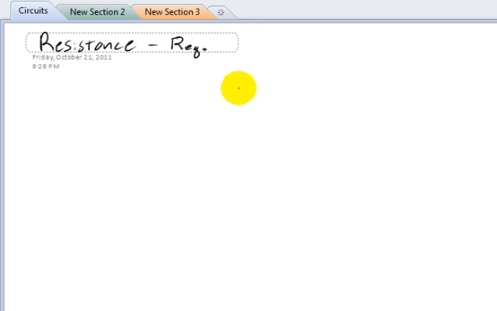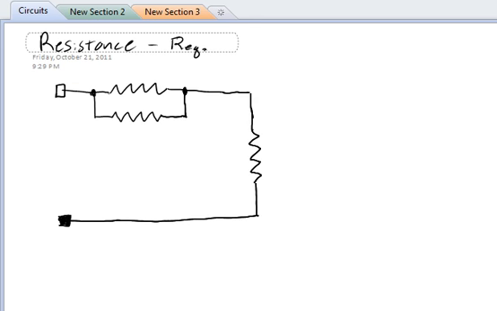But resistance equivalence, I'm going to pause this and draw a quick circuit, and then when I come back, to save time, you'll see the circuit and I'll explain it.